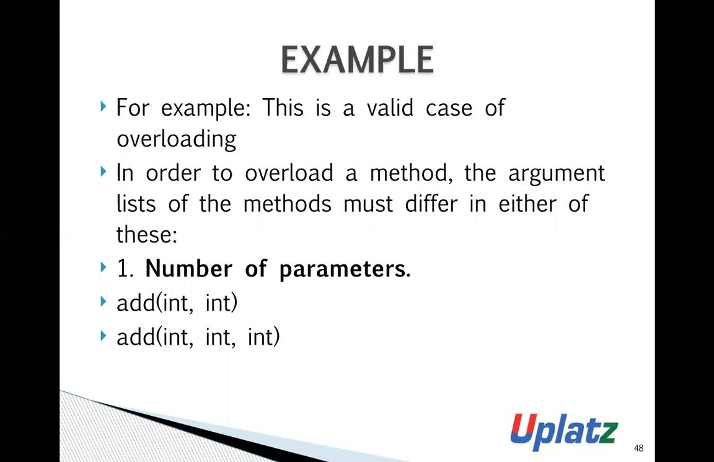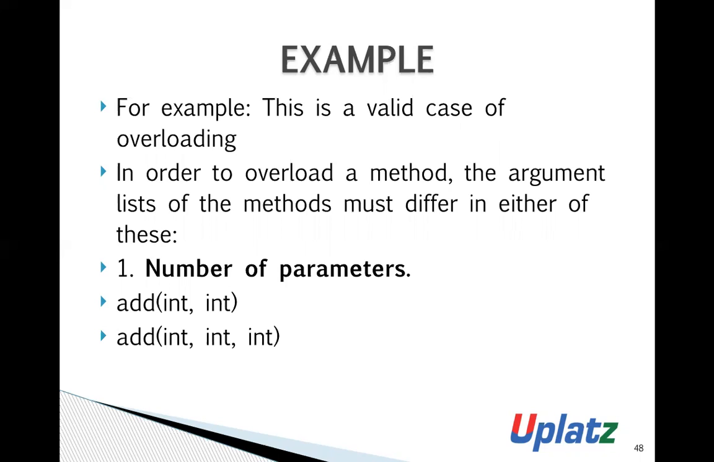For example, consider this. I have written one method called add. If you see this example, in the first one, I have passed two integer parameters to this add method. Whereas in the second one, the number of parameters is 3. I am passing 3 arguments to this particular method called add. So this is a perfect example for method overloading. In order to overload a method, the argument list of the methods must differ, that is, differ in the number of parameters. So that is the first case.